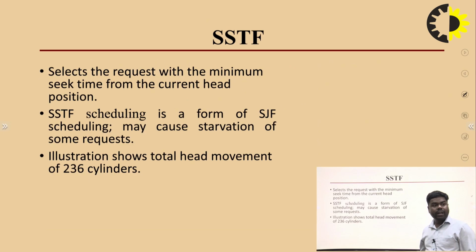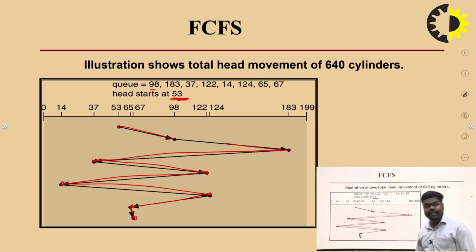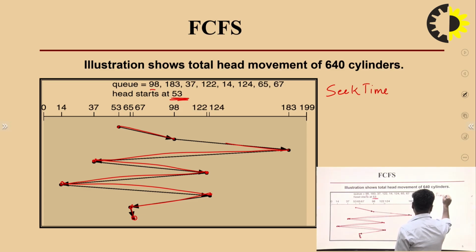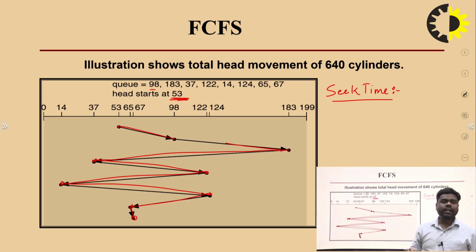So we have to find the seek time. For finding the seek time, the value cannot be negative, so we will take the positive values. For that, we take the higher value first and subtract from it.